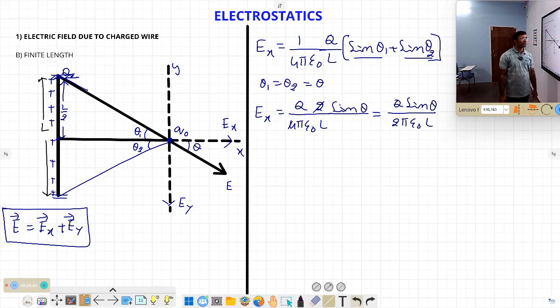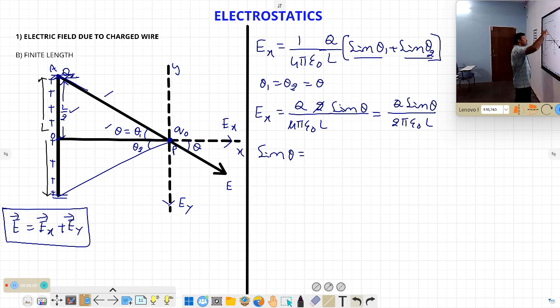Now what is sine theta? Sine theta can be calculated using this triangle. From this triangle, theta is equal to theta 1, as we said. In this triangle, this is O, this is P, this is A. From the triangle OPA, I can write the sine theta value. What is sine theta from the triangle? Opposite by hypotenuse. What is the opposite? This is theta; this becomes the opposite, and this becomes the hypotenuse.